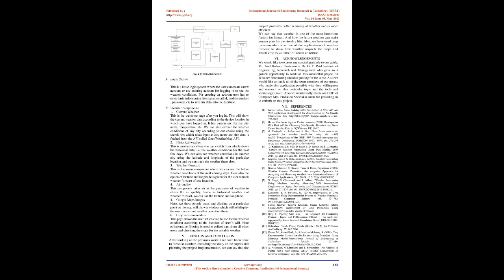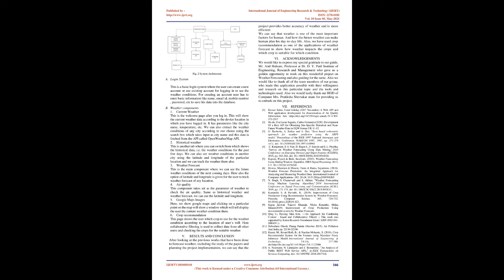2. Historical weather. This is another tab you can switch to, which shows the historical data, i.e. the weather conditions for the past few days. We can also see weather conditions in another city using the latitude and longitude of the particular location, and we can track the weather there also. 3. Weather forecast. This is the main component where we can see the future weather conditions of the coming days. Here also the option of latitude and longitude is given for the user to track the weather forecast of any location. 4. Air quality. This component takes air as the parameter of weather to check the air quality.